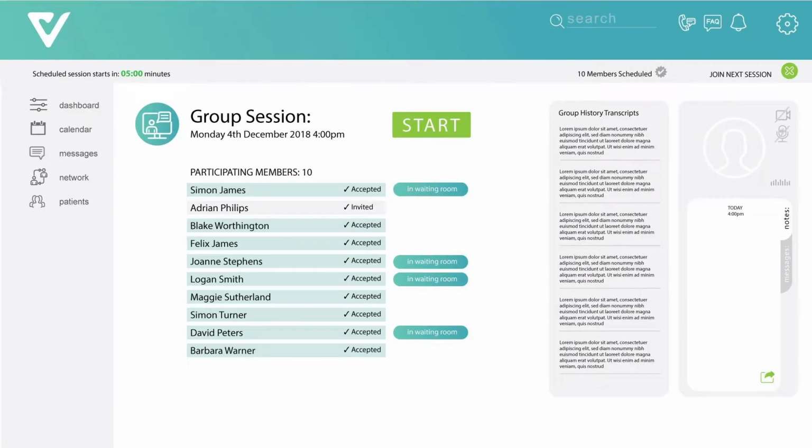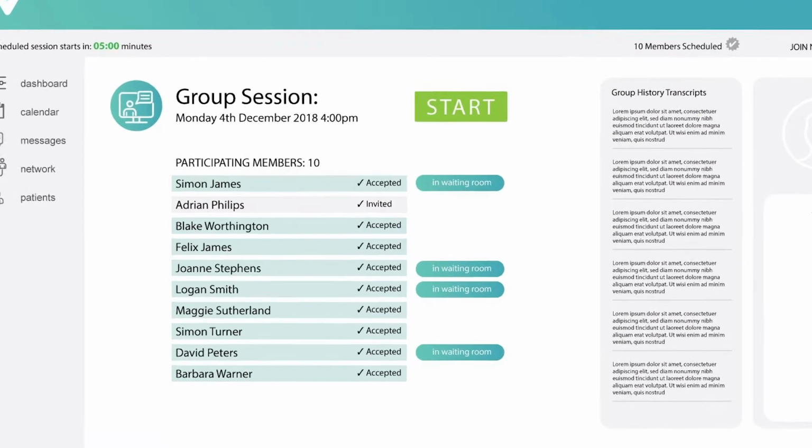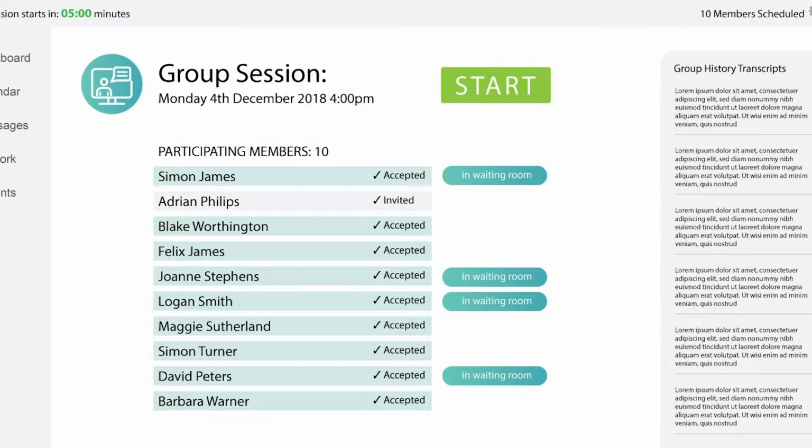So this is basically saying the group session is going to start in a couple of minutes. Now you can see the 10 participants there on the left. Those little blue shaded areas are people that are in the waiting room, so they're already in the session, waiting for the session to begin.